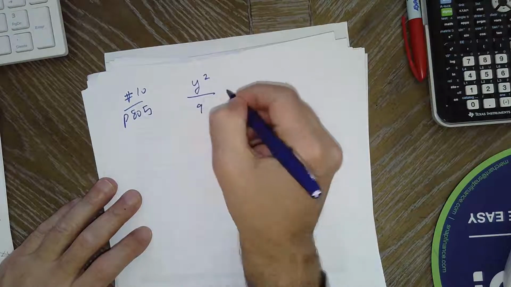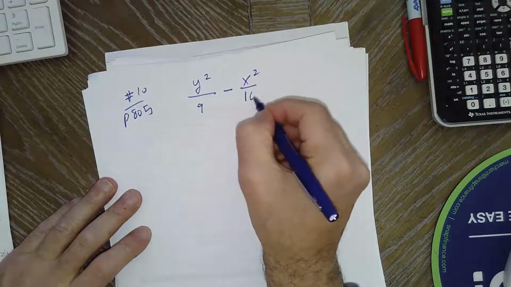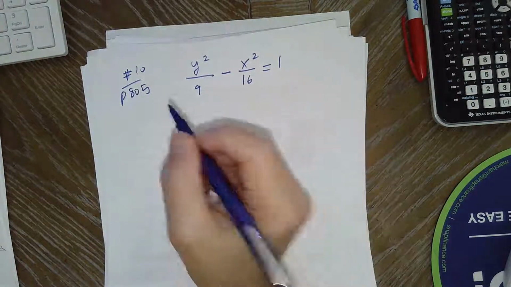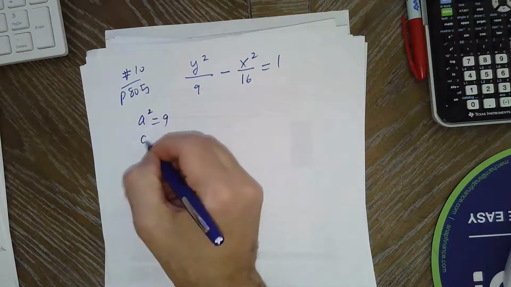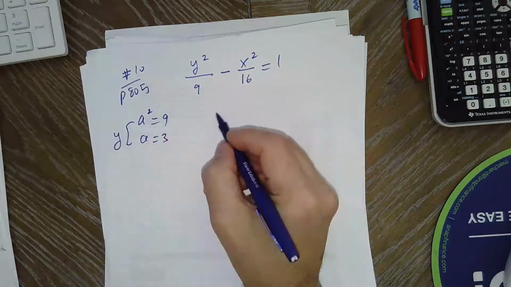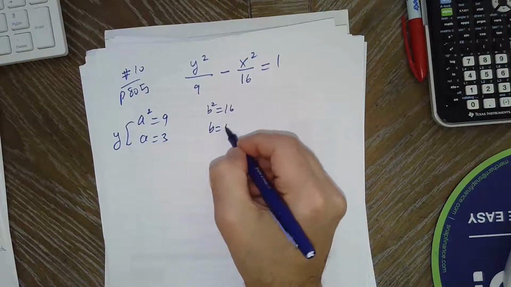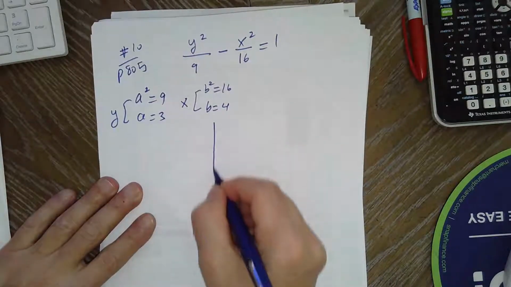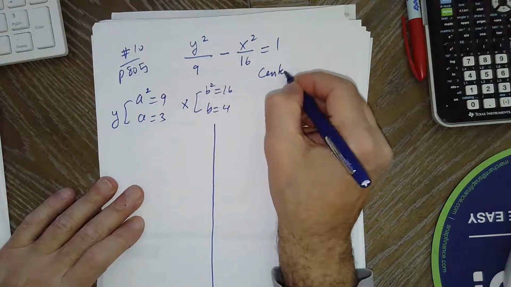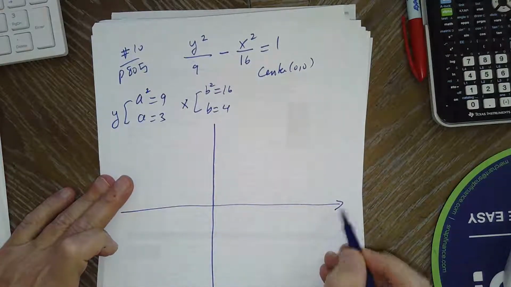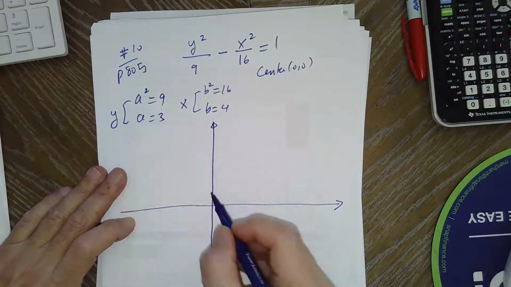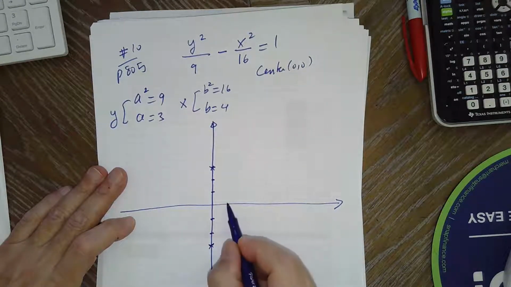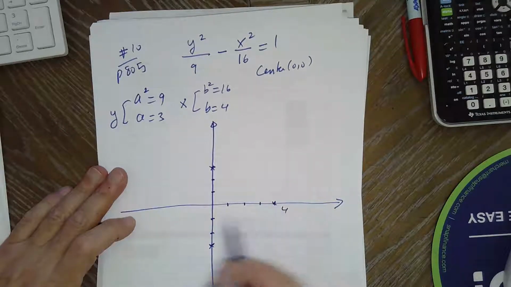y squared over 9 minus x squared over 16 is 1. So it's a hyperbola, not an ellipse, because of the negative. So a squared is 9, a is 3, that's your y value. b squared is 16, b is 4, that's your x value. So let's make a box, and the center is 0, 0. So from the center, we go up and down 3. Those are the y values. And then from the center, right 4 and left 4.